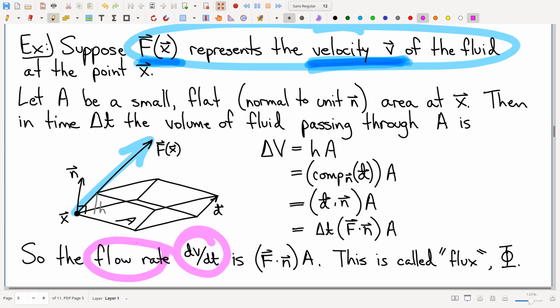Another example, and I just looked this up because I find this entertaining. You can think about a river. I think it's interesting to look at the Amazon River. Very important in the ecology of the world. And how fast is that water moving?